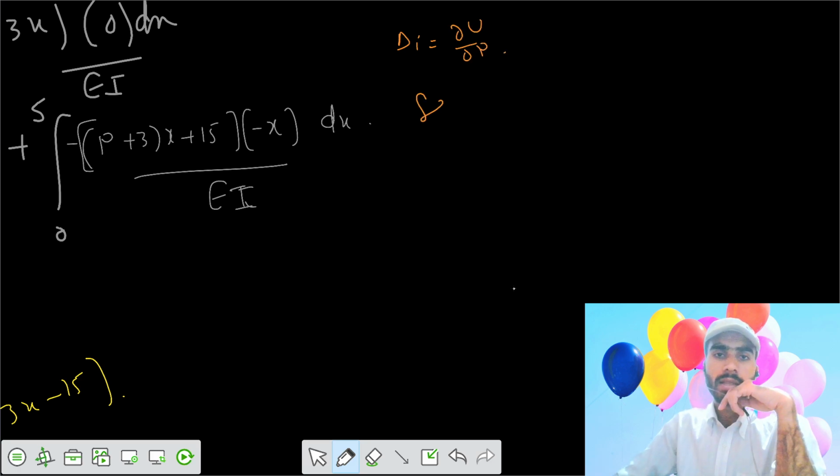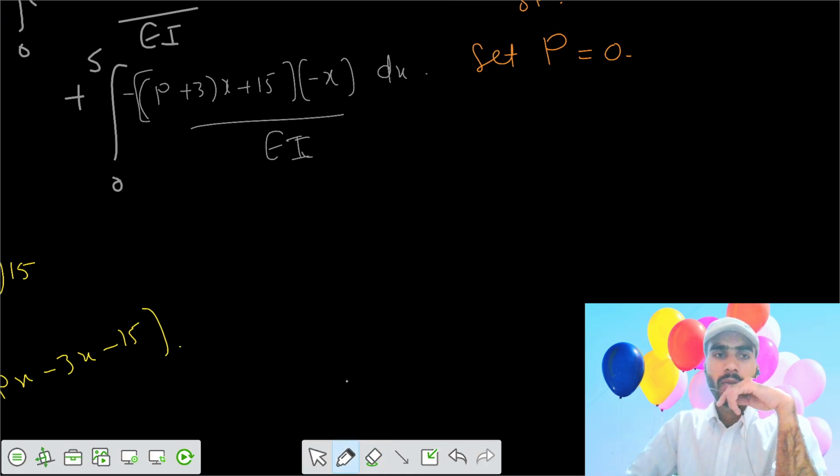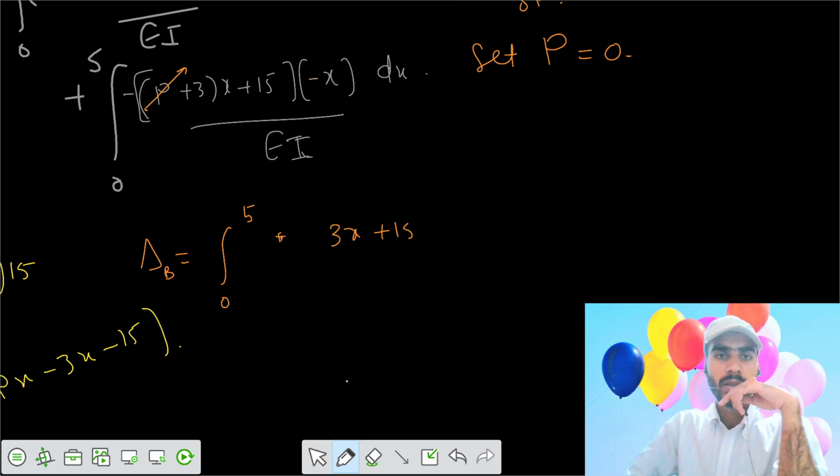Now we set the value of p equals to 0. When we set the value of p equals to 0, the equation would look like delta at b equals to 0 to 5 minus times, and minus and minus would become plus. So we write that. So finally it becomes 0. So your equation becomes 3x plus 15 into x dx by EI.